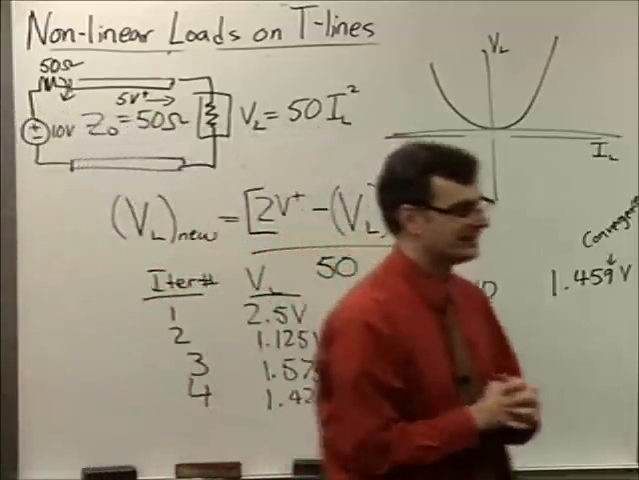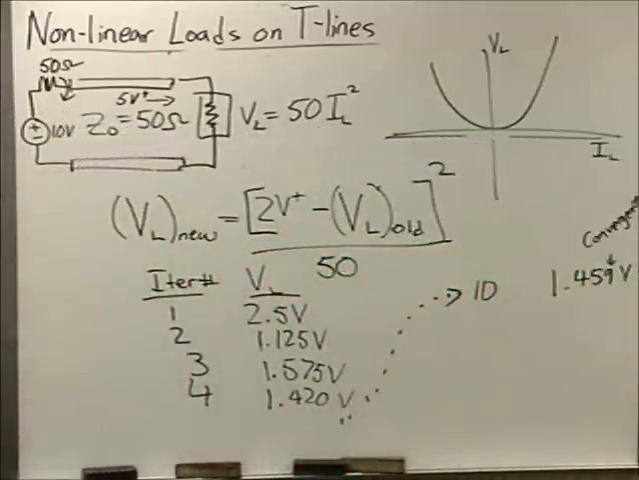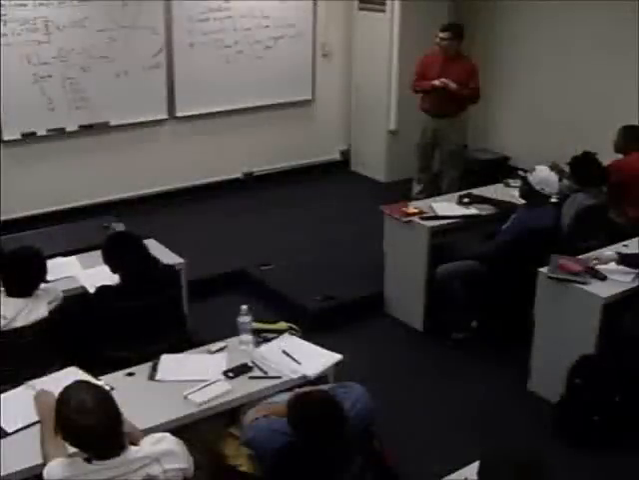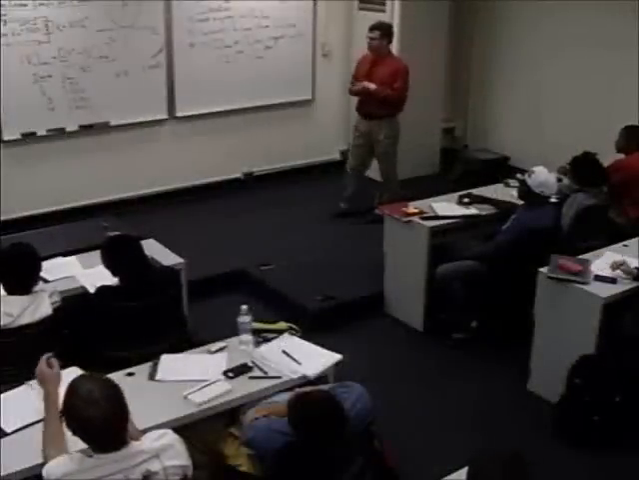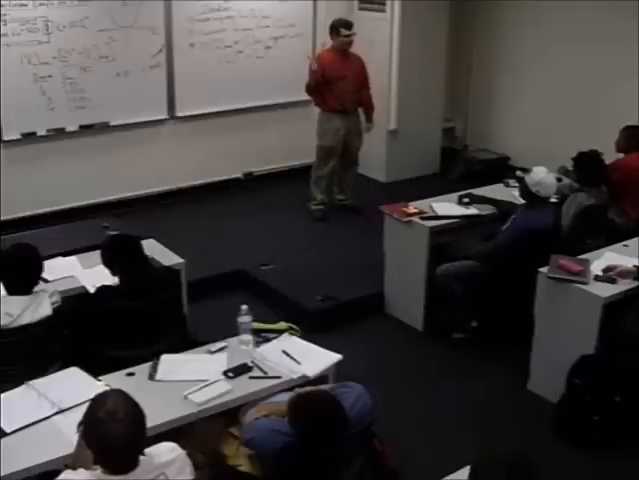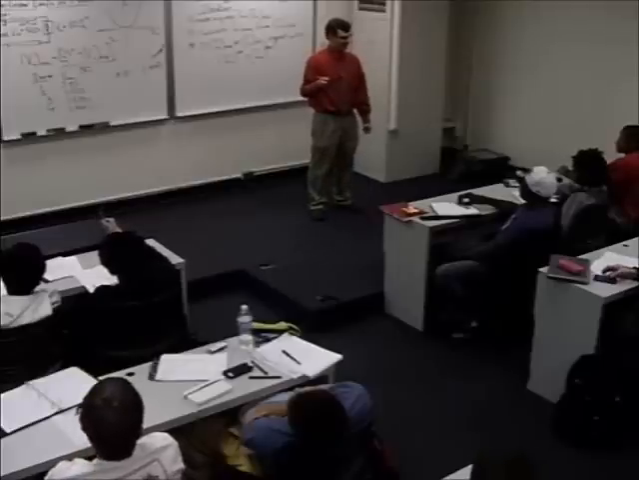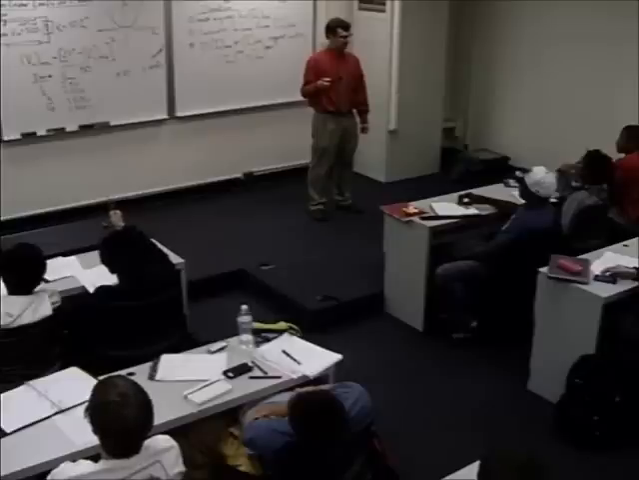Yes? So we could have done that iteration in terms of IL, if we just solved for IL in the equation that you gave us, the VO equals 50 IL squared, and then we could just use the IL equation and go through the same iterations. You could have tried that. I believe for this particular example, if you iterate this with respect to IL, you'll actually get a divergence. Okay.